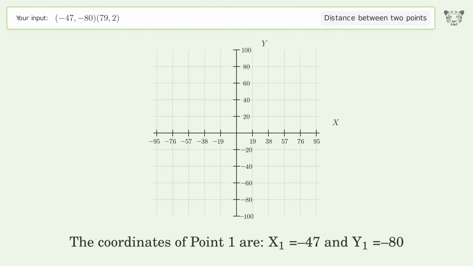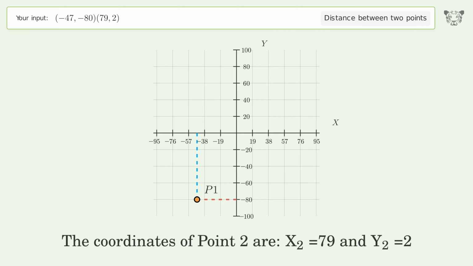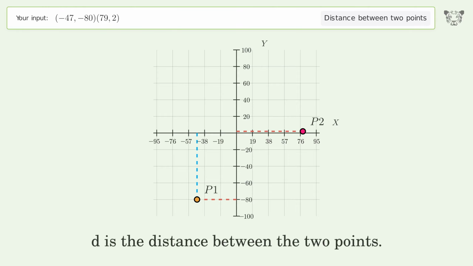The coordinates of point 1 are, x1 equals -47 and y1 equals -80. The coordinates of point 2 are, x2 equals 79 and y2 equals 2. D is the distance between the 2 points.